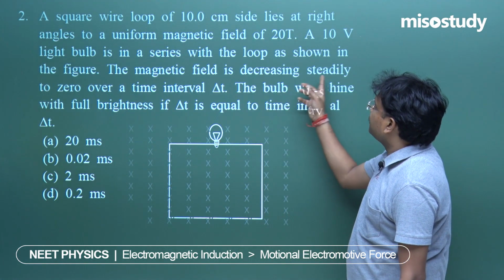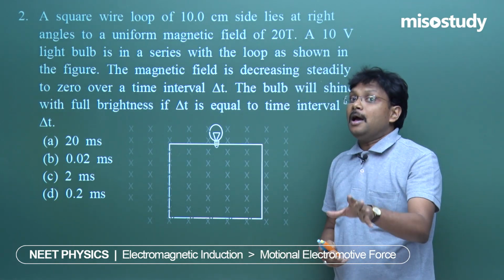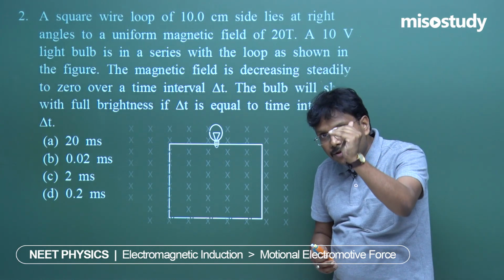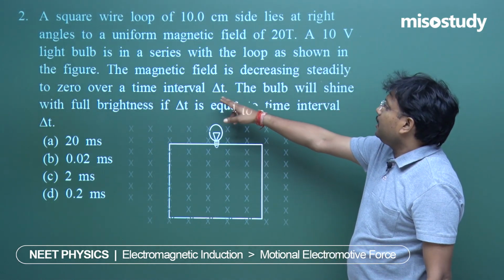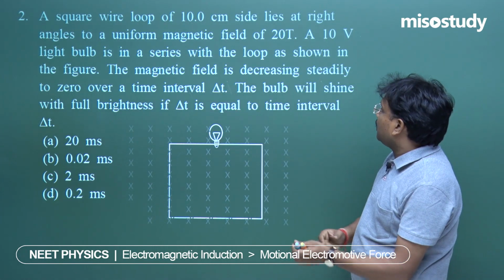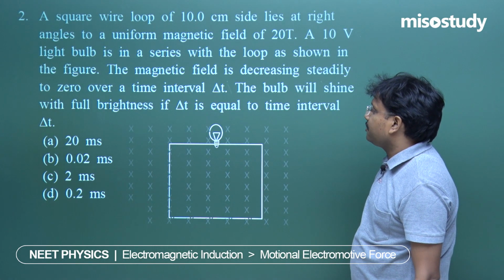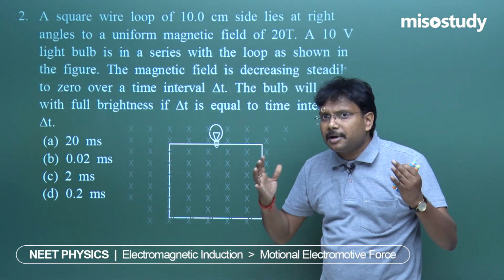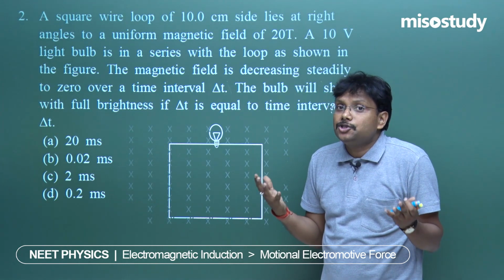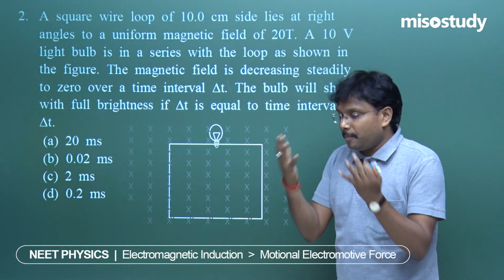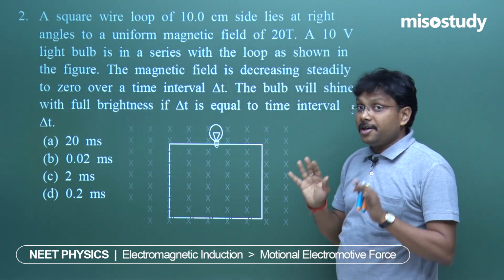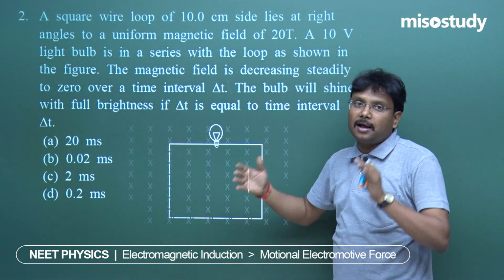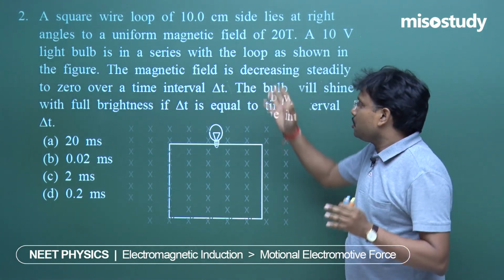The magnetic field is decreasing steadily. It means magnetic field B is starting from a top value, reducing to 0 in delta t time. Okay. The bulb will shine with full brightness if delta t is equal to the time interval, meaning maximum current will flow after how much time, that is exactly your problem. This particular question is nothing but based upon the formula which just 2 minutes back I explained for the first question.